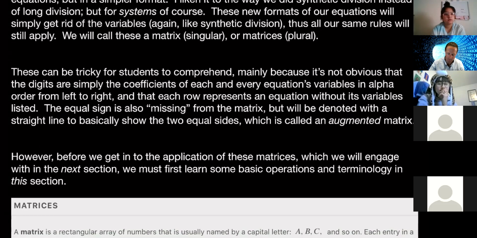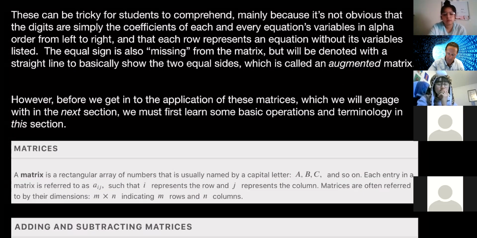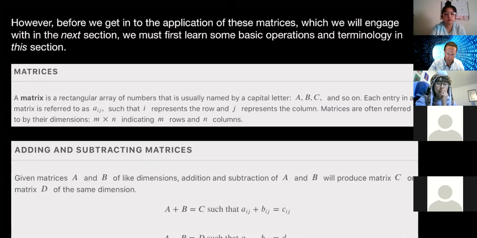So what we're going to be doing is still multiplying. As long as we do it to both sides, we can do whatever we want. And that equal sign that we didn't really have when we were dividing and using synthetic division will still be there. It's just going to be this long vertical line going up and down, and we will therefore call it an augmented matrix. Okay?